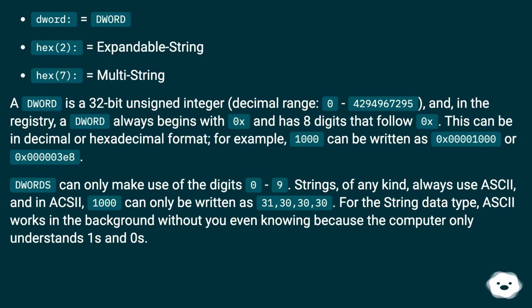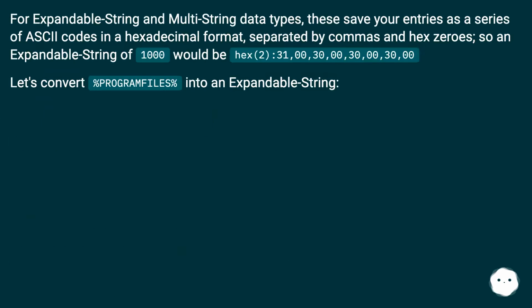0x00000038. Dwords can only make use of the digits 0 to 9. Strings, of any kind, always use ASCII, and in ASCII, 1000 can only be written as 31, 30, 30, 30. For the string data type, ASCII works in the background without you even knowing, because the computer only understands ones and zeros. For expandable string and multi-string data types, these save your entries as a series of ASCII codes in a hexadecimal format, separated by commas and hex zeros. So an expandable string of 1000 would be hex(2): 31,00,30,00,30,00,30,00.